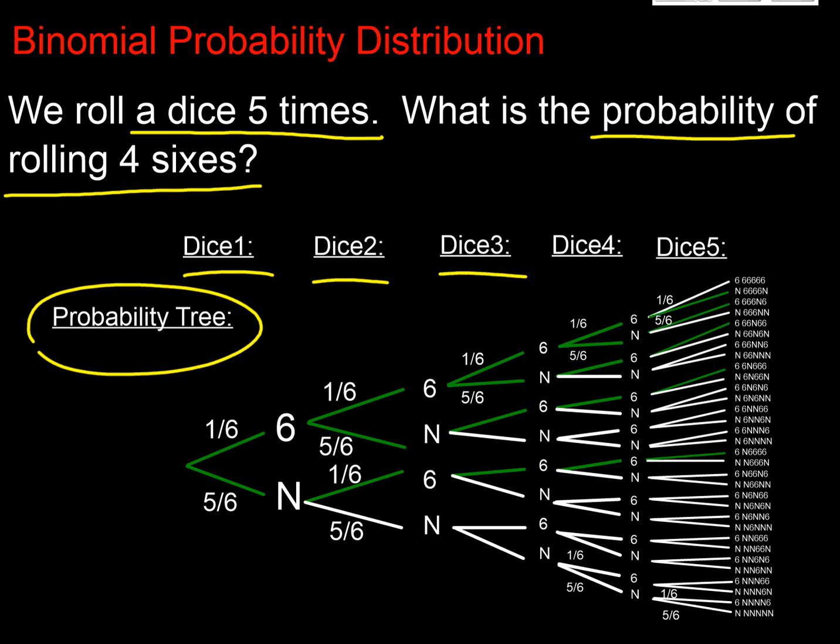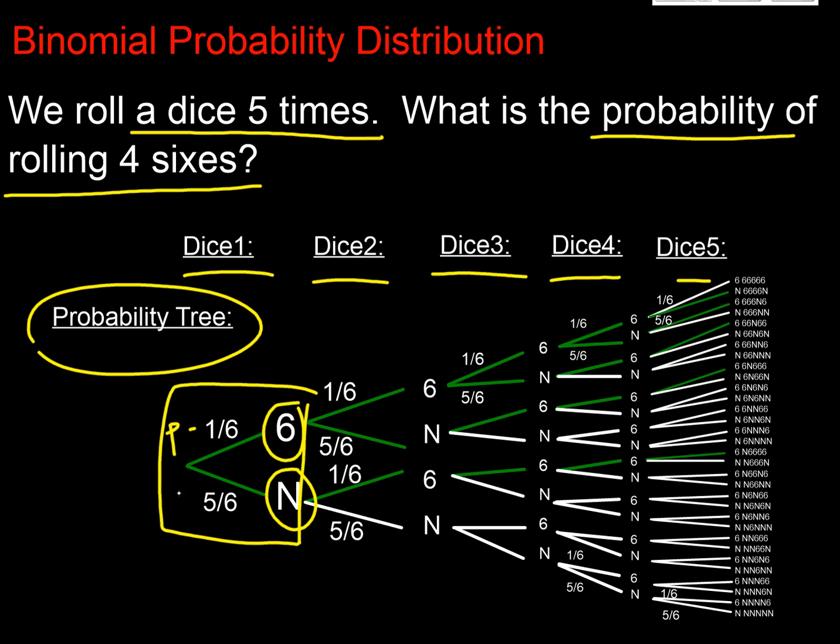Going to roll the dice 5 times. Each trial we've got 2 outcomes, 6 and not a 6. We've got the probability of getting a 6, in this case 1 out of 6 outcomes, and we've got a probability of not getting a 6, which is complementary, 5 out of 6, and then we're just repeating that, aren't we?